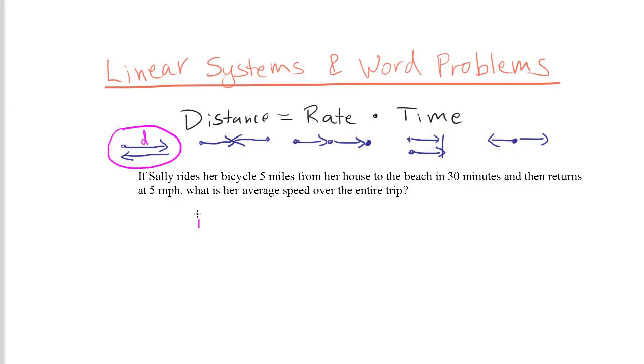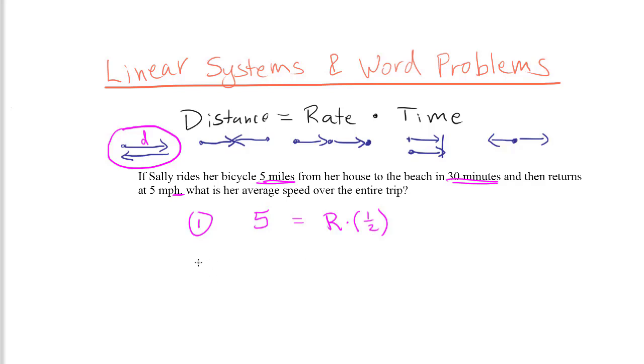So let's set up equation 1. Distance equals rate times time. We know her distance is 5 miles, and that should equal her rate times her time. We know her time's in 30 minutes. We want to make that consistent over the course of the problem, so we use hours here. I'm going to convert 30 minutes to half an hour. So the time is half an hour, and we don't know her rate. We're going to have to solve for that.